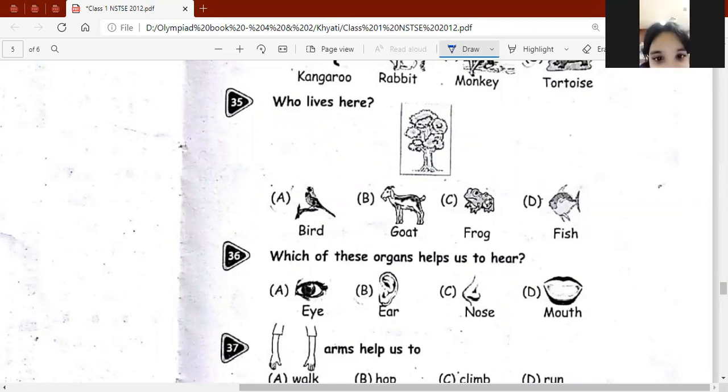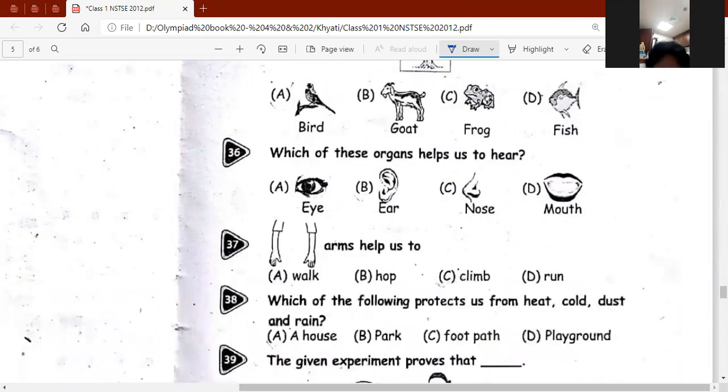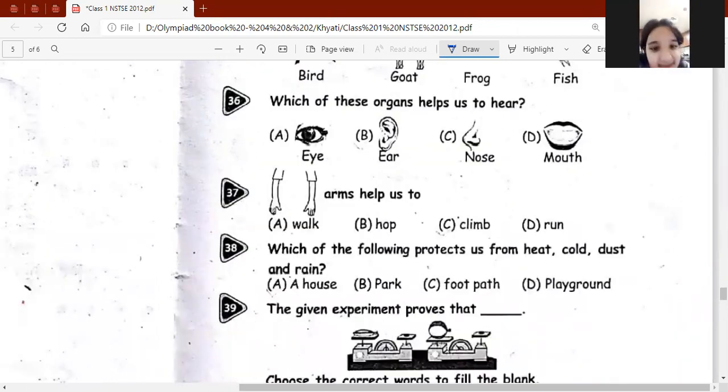Who lives here? In a tree? That is easy peasy. It is a bird. Yeah. Which of these organs help us to hear? B. Yeah.